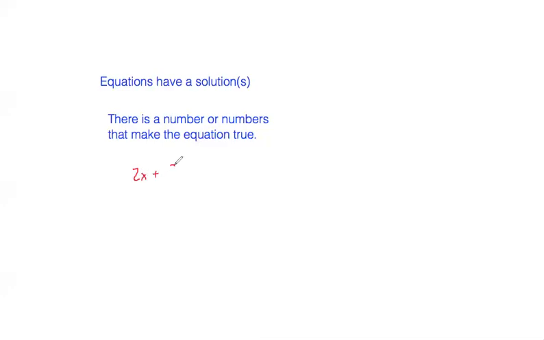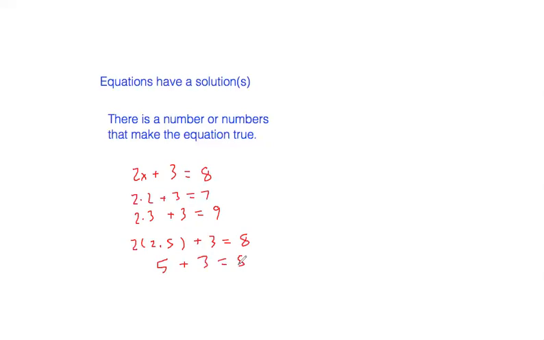2x plus 3 equals 8. What number for x will make this statement true? We can think, well, 2 times something plus 3 equals 8. Now let's see. 2 times 2 plus 3 equals 7. 2 times 3 plus 3 equals 9. We wanted 8, somewhere halfway in between. So 2 times 2.5 plus 3 equals 8. Is that true? 2 times 2.5 is 5. 5 plus 3 is 8.